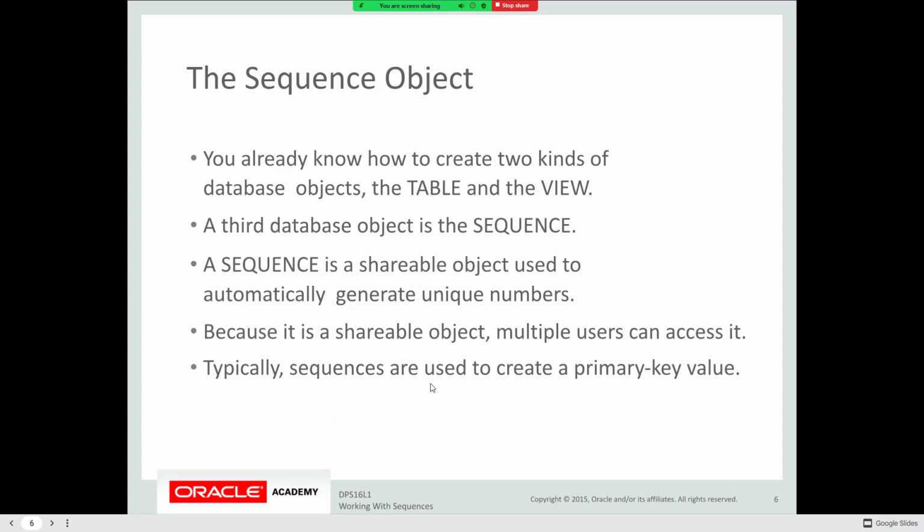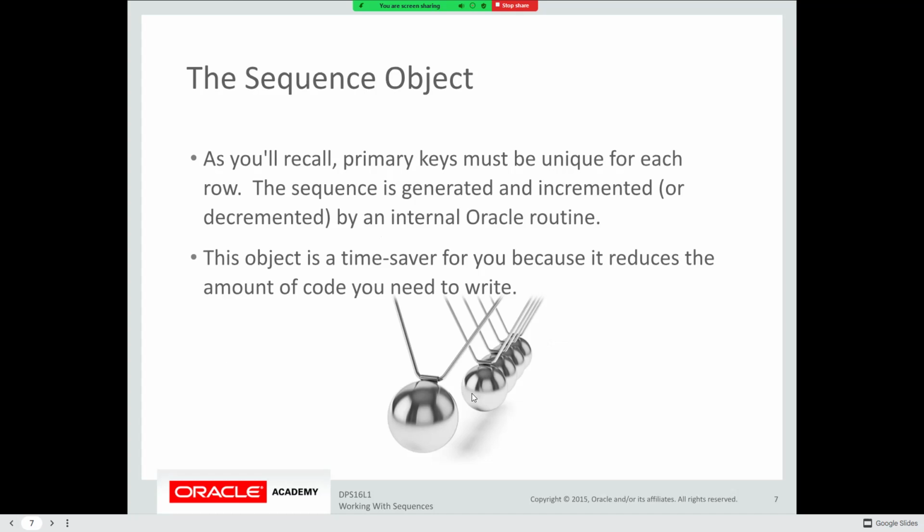And because it's shareable, multiple users can access it. Typically, sequences are used to create primary key values, like IDs, just to make sure that they're unique. As you recall, primary keys must be unique, and a sequence can be used to generate numbers that increment or decrement by an interval. This object is a time saver for you because it reduces the amount of code.